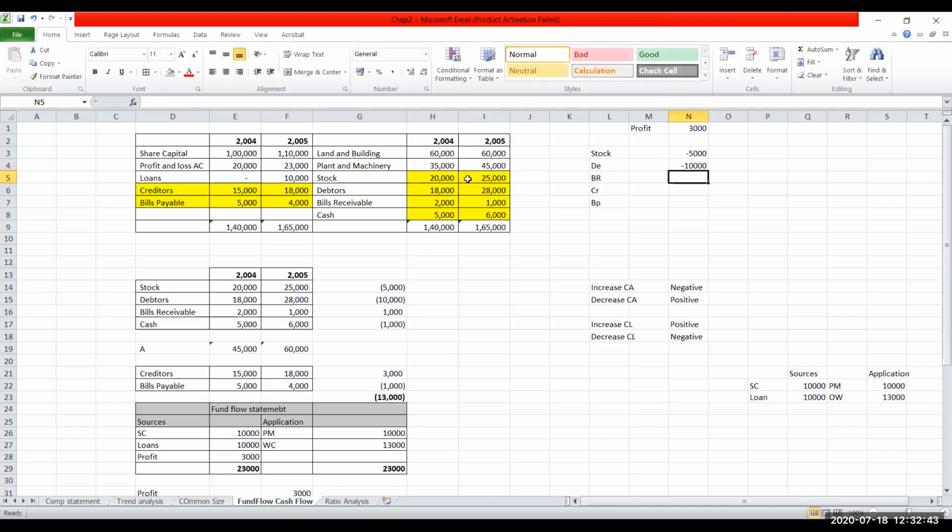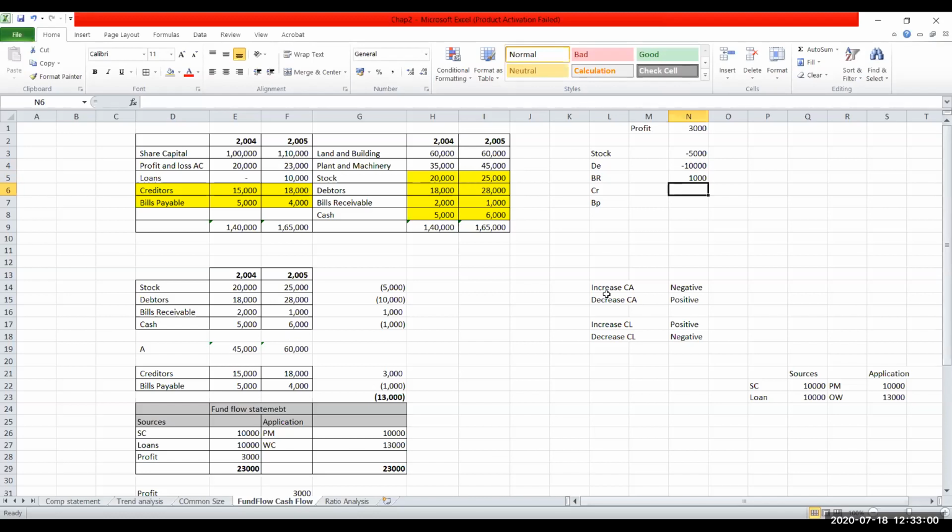And if you see BR, bills receivable, it's good actually, because last year it is 2,000, this year it is 1,000. That means that 1,000 you already received from the bills receivable. And creditors, we'll go to creditors, 15 and 13. So increase by 3,000. Is it good sign or bad sign?